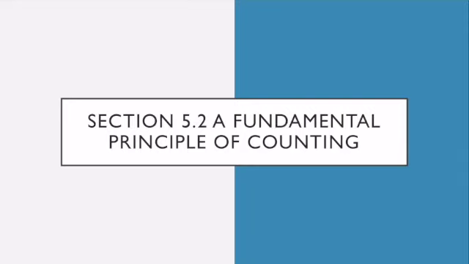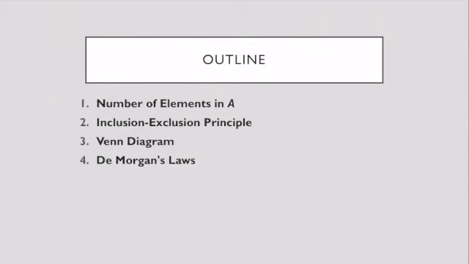Next, I want to talk about section 5.2, which is a fundamental principle of counting. So we're going to talk about the number of elements in A, our inclusion-exclusion principle, how to use Venn diagrams, this will come in handy, and then De Morgan's laws.